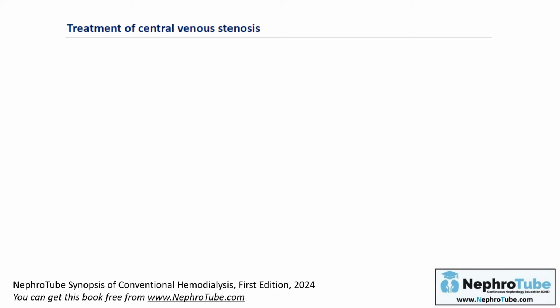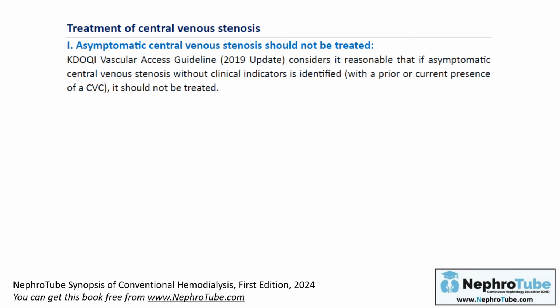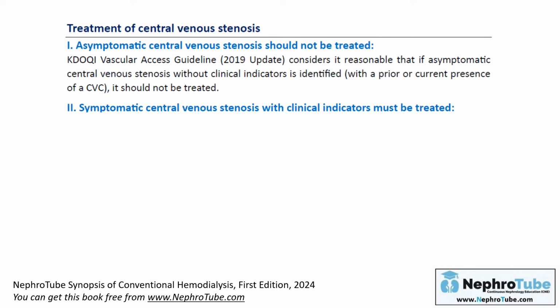Treatment of central venous stenosis. If it is asymptomatic, it shouldn't be treated. If there are no clinical indicators and you discovered it accidentally, for example, the patient is doing imaging for any reason and you find that there is central venous stenosis, but actually there are no clinical indicators or symptoms, there is no swelling in the arm, there are no collaterals and so on, so it shouldn't be treated. But if it is symptomatic with clinical indicators, it must be treated.